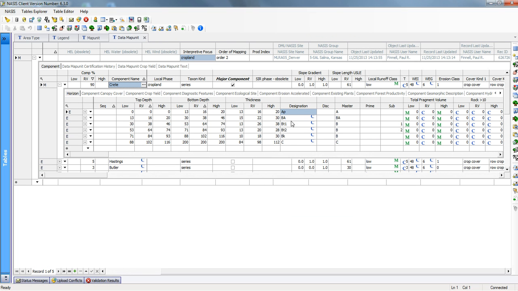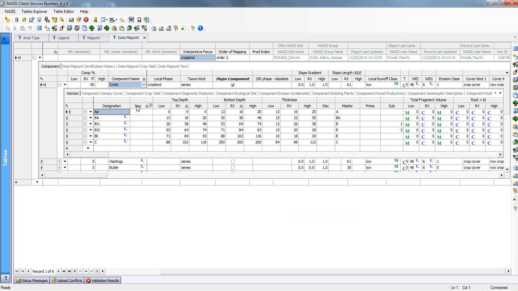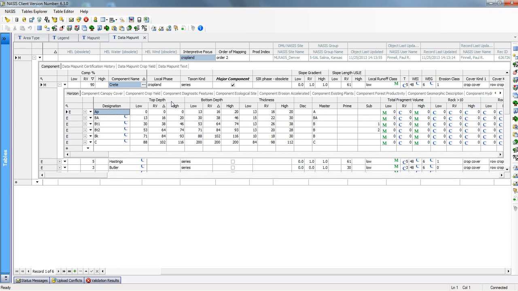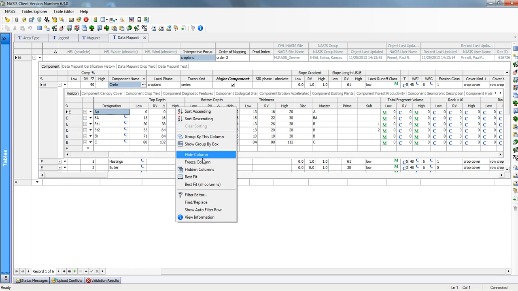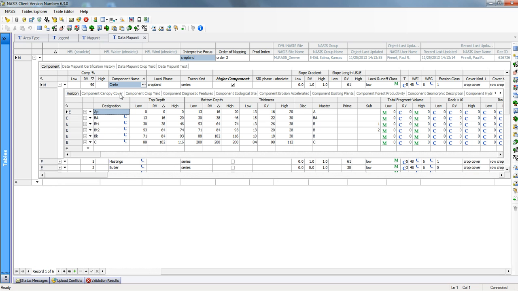Now I'm going to come over here and bring the designation on over. I'm going to get rid of the sequence. Remember, sequence number has no use really other than to override the default sort sequence in the table. And the default sort sequence in this table is the top depth. So I'm going to get rid of that. And I'm going to come over here and freeze these columns.